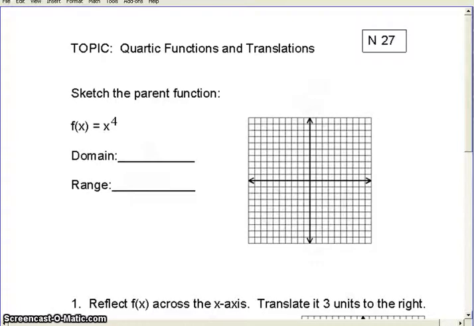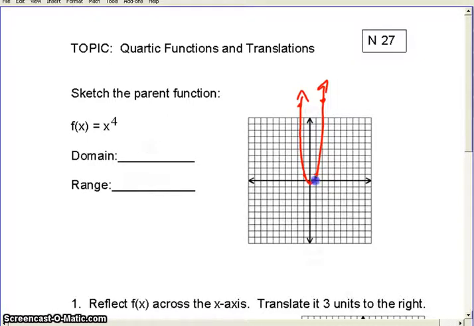These are the notes for N27, the quartic functions and translations. Let's start by sketching the parent function. Okay, the parent function for x to the fourth power is here. You need to memorize what this graph looks like.